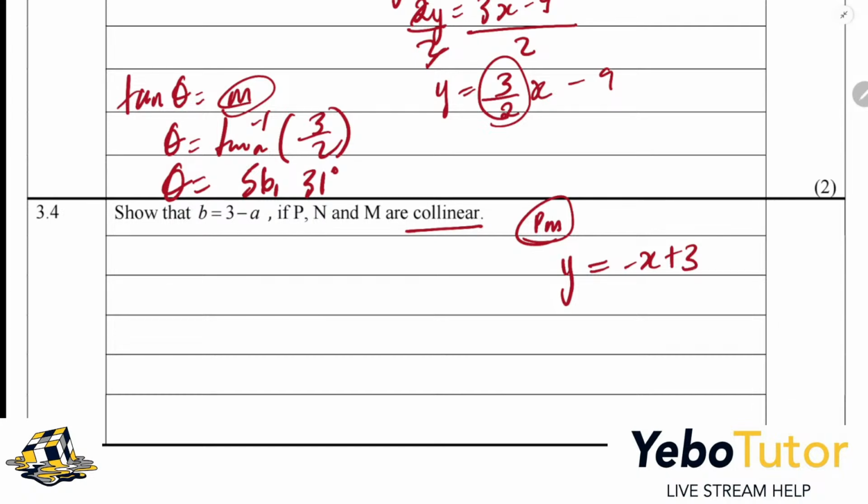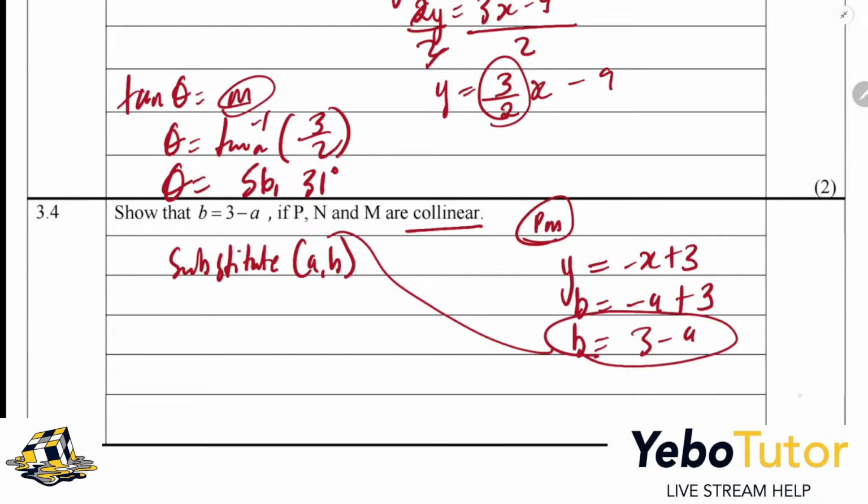We can show that because we can now substitute the point (a, b). So b will be equal to -a plus 3. Then we can make b the subject of the formula, and you can see that b is the same as 3 minus a, just as they showed us. So it's easy. That's why it's 1 mark. Collinear points are on the same line, so they have the same gradient and the same equation. That's not hard at all.